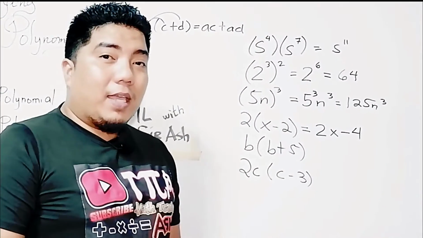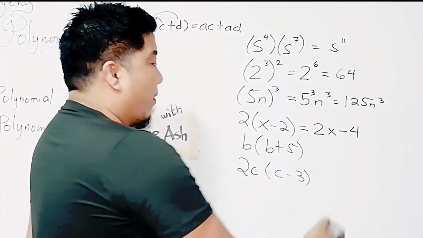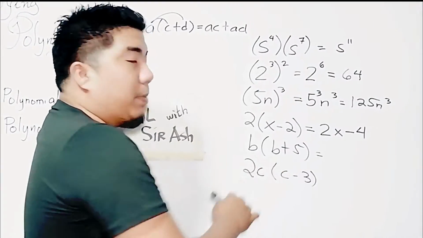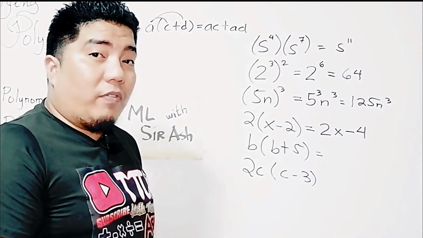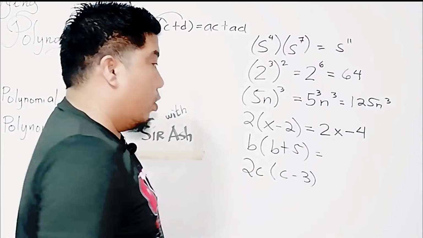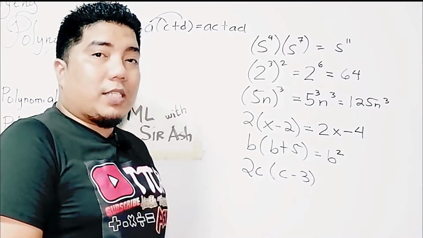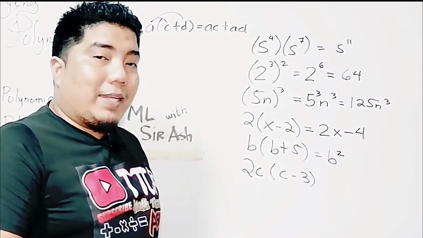We have b times the quantity b plus 5. So as you can see, this is just the same as the fourth example. But b times b here, we will apply our law of exponent, which is the product rule. So b times b will give us b squared. We will just copy our base and then add the exponent.